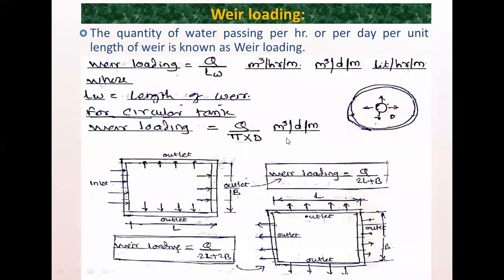Similarly, in case of this type of tank, here the outlet is on the four sides. Inlet may be somewhere at the center. And outlets are provided here on the four sides. So in this case, what will be the length of weir? It will be 2L. This is L, this is L, plus L, 2L, and this is B, and this is B. It will be plus 2B. So the weir loading will be Q divided by 2L plus 2B. Okay. So accordingly, we have to change the formula depending upon the length of the weir.